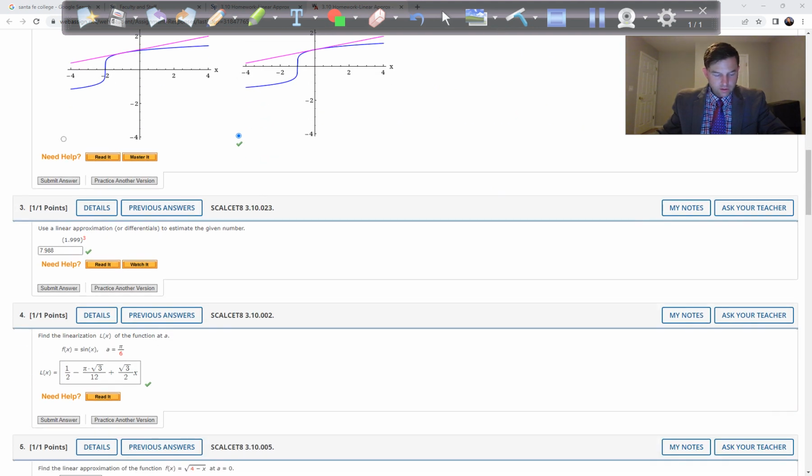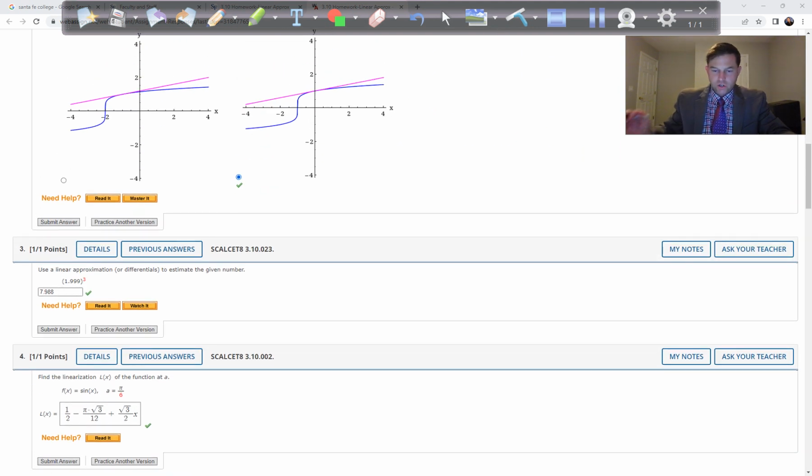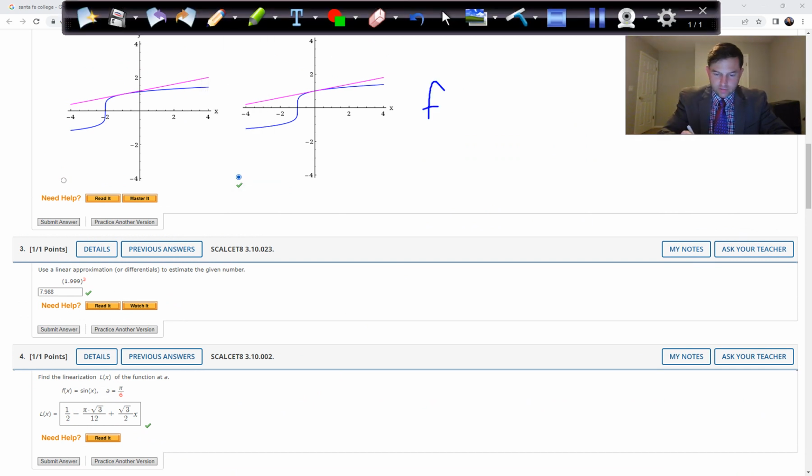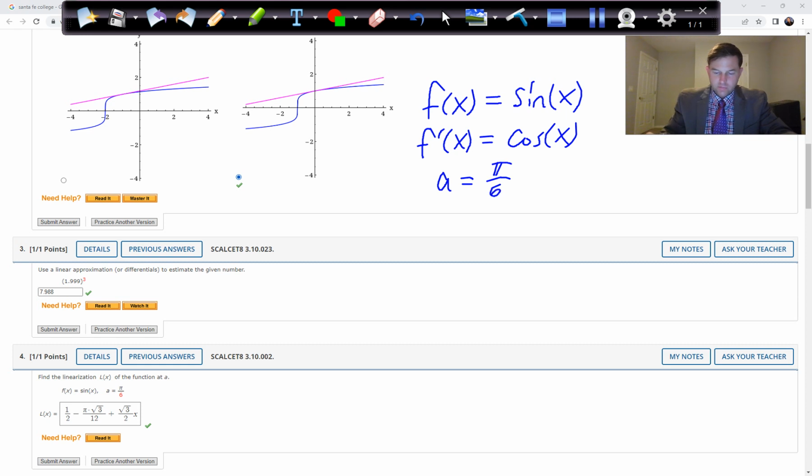Okay, problem 4. Same kind of idea, but we've got trig functions now, which always make things more interesting. So we have our function is the sine of x, and therefore we know the derivative right away is cosine of x, and the a value they want is pi over 6. So we're going to just plug all that into the linearization formula. F of a, f prime of a times x minus a.